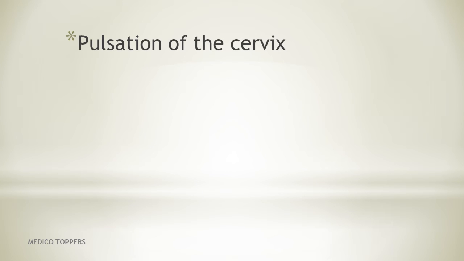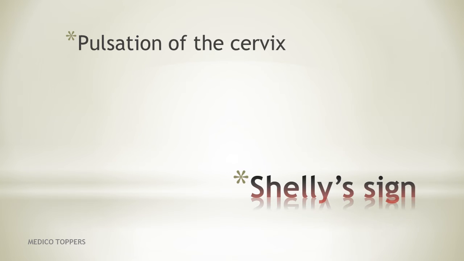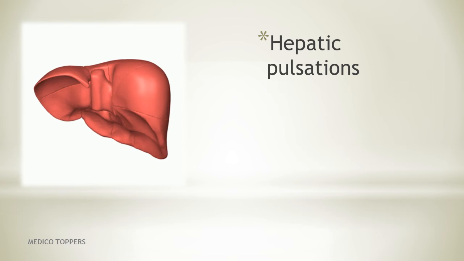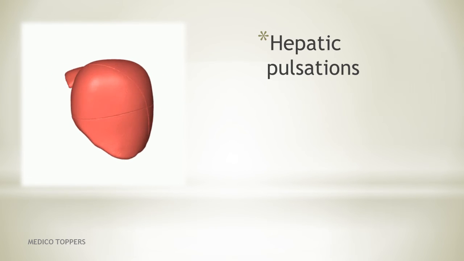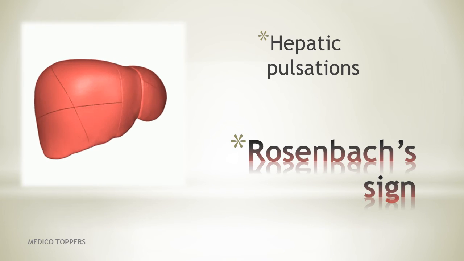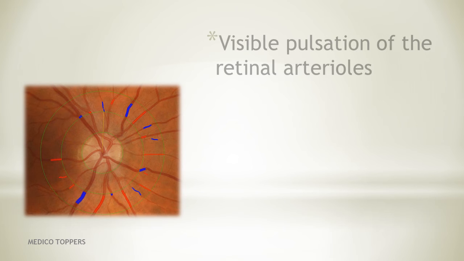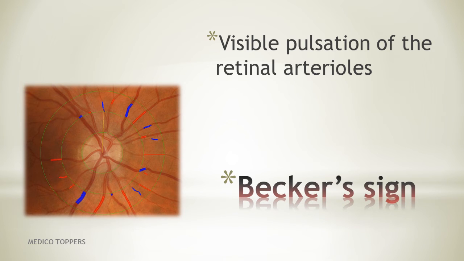If there is pulsation of the cervix, what can it be called? It can be called Schelly sign. Here, if there is hepatic pulsation, what can it be called? It is Rosenbach's sign. Here, if there is visible pulsation of the retinal arterioles, then it is called Becker's sign.